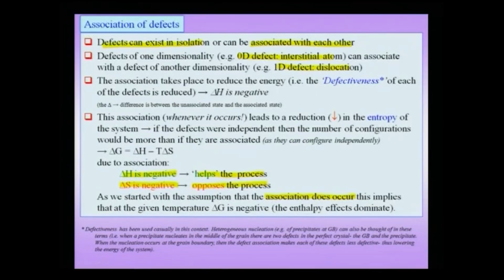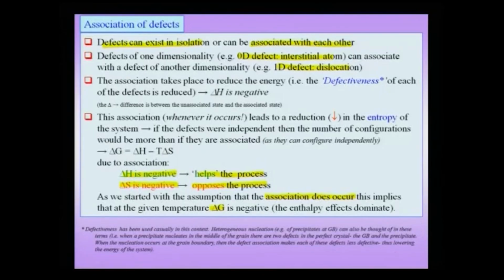Now, I am assuming at the starting itself that a certain association, for instance the association of an interstitial atom with a dislocation, is taking place. So, what is the criteria I would use to see the feasibility of the association? I would use delta G as my criteria at constant temperature and pressure, and I am assuming that the delta G is negative.